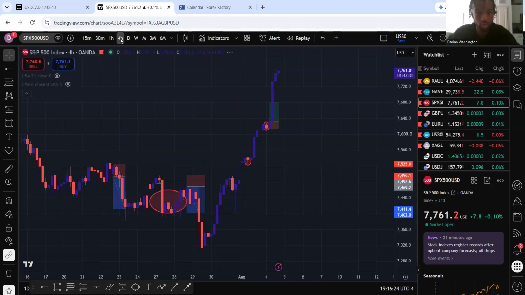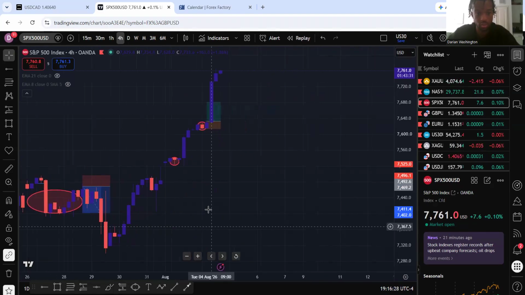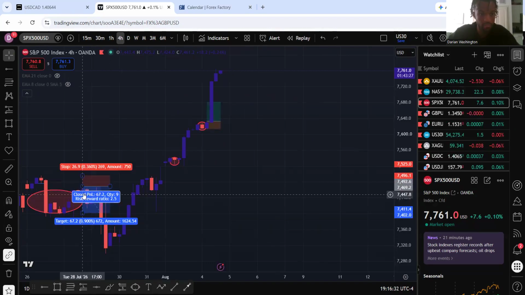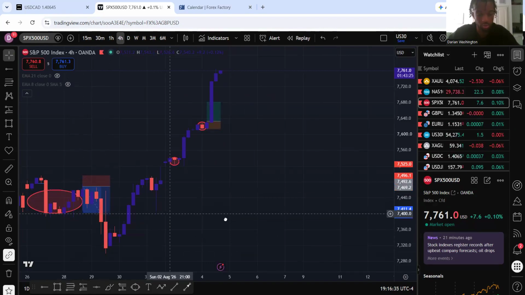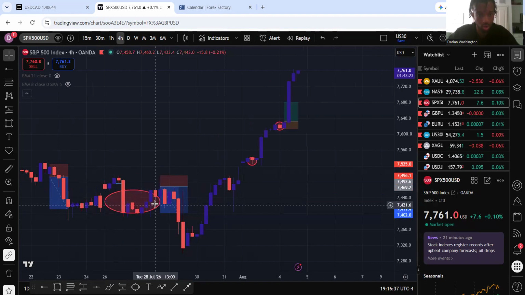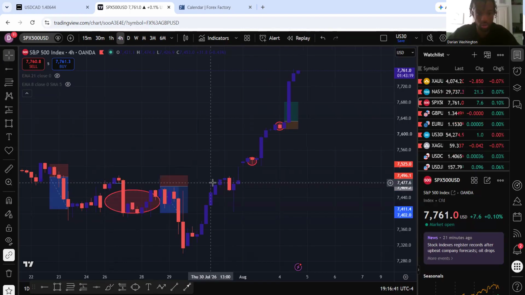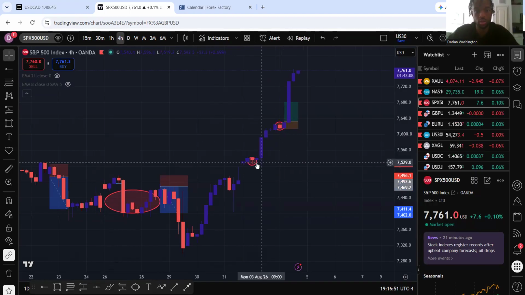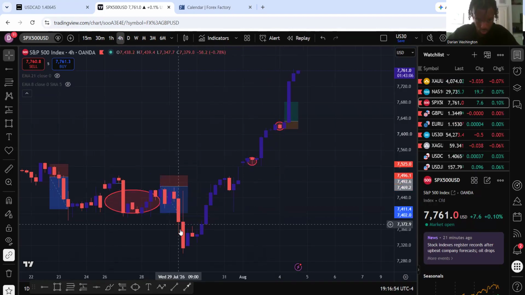I went to the 4 hour. Now I zoom in. This was a lower high that was broken. This was a lower high that was broken. So now we're bullish on the 4 hour as well. These are more minor structures. This is minor structure on the 4 hour, but major structure on the 1 hour, which is why I have these two clipped right here. So the 4 hour structure broke.